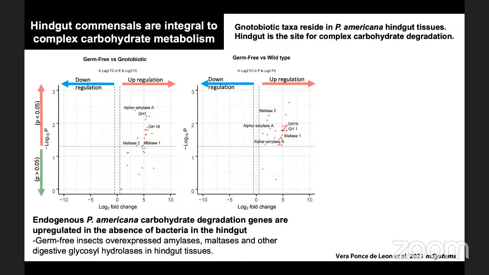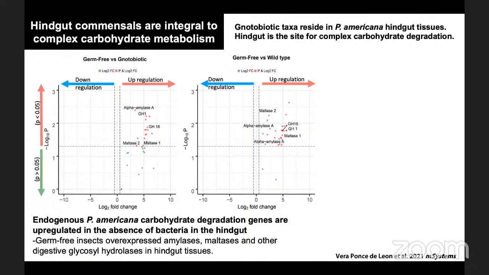All right, so when we compared the expression of several carbohydrate degrading genes in our germ-free versus our non-axenic insects, we saw that in germ-free insects, they were upregulating a number of their endogenous carbohydrate degradation genes, and where we returned these bacteria, they would go down in expression. It might be a little hard to see that. So this is germ-free level of expression compared to non-axenic, so they're upregulated. When we compare the germ-free to wild type, we see a similar pattern, right?